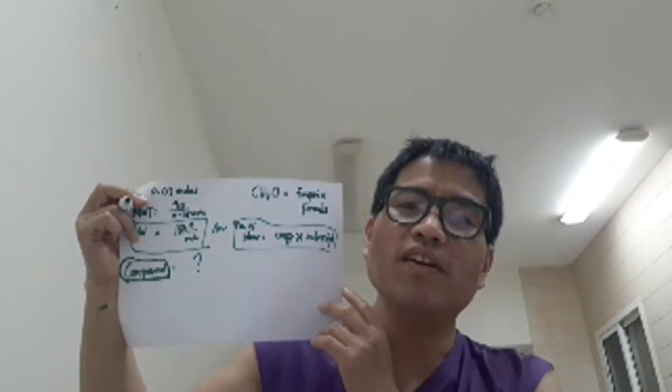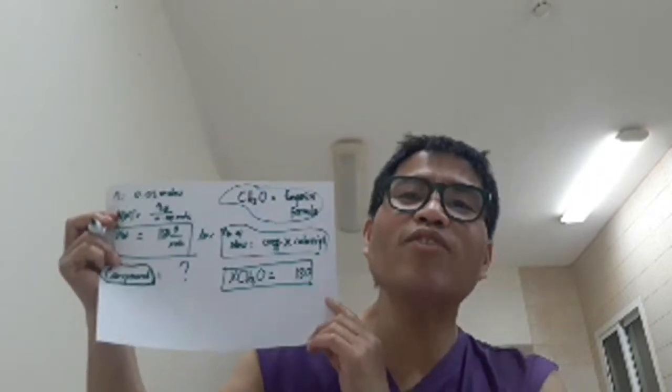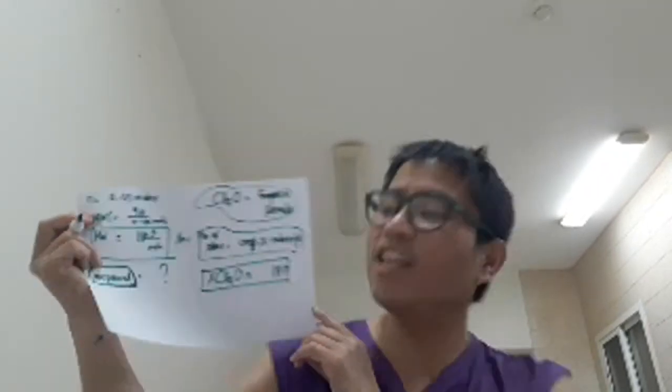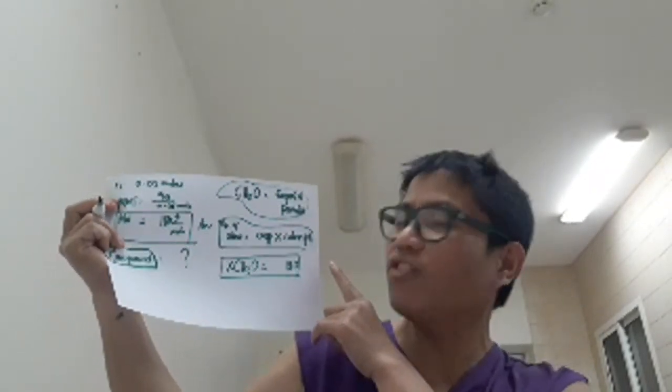The hydrogen here has a subscript of 2, so we let X be our coefficient. Later we'll go back to the empirical formula because we can get that there. So X times CH2O equals the molecular weight, which is 180. This is our second equation. Our first equation is in terms of the empirical formula, and our second equation is in terms of the molecular weight, which is 180 grams per mole.